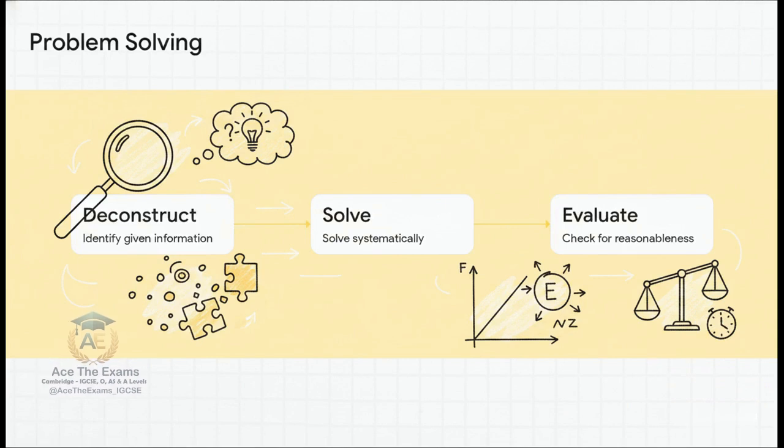What is the core trend of this graph? Your mental deconstruction process should instantly tell you that a perfectly straight line passing straight through the origin means that force is directly proportional to charge. And taking it a step further, the gradient or slope of that specific line represents the electric field strength E. That right there is how you solve systematically. You don't just passively look at the line, you aggressively extract the mathematical relationship, and you evaluate its physical meaning in the context of F equals QE.